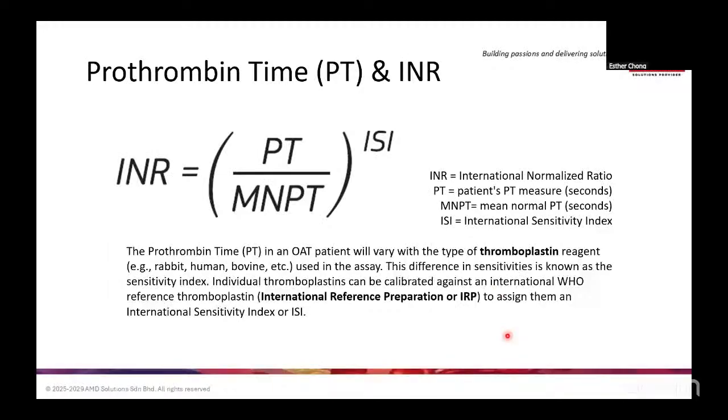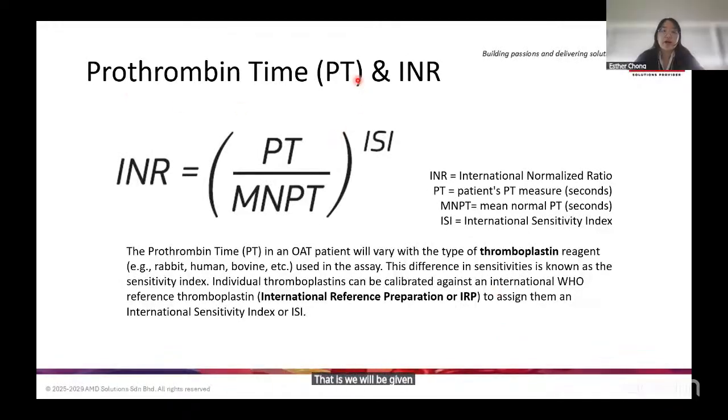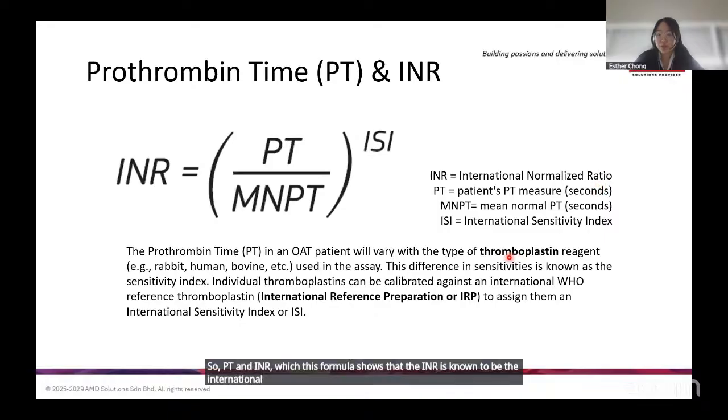that we will be given. So PT and INR, which this formula shows that the INR is known to be the international normalized ratio, and the ISI also as stated international sensitivity index. So why we need to check PT?